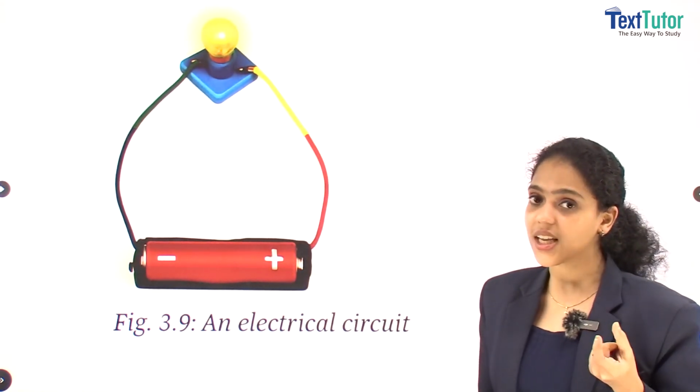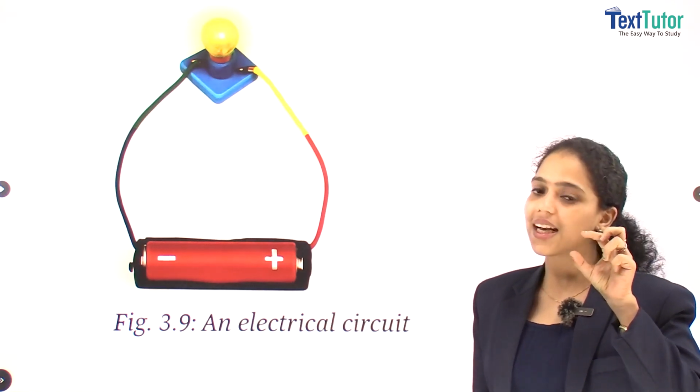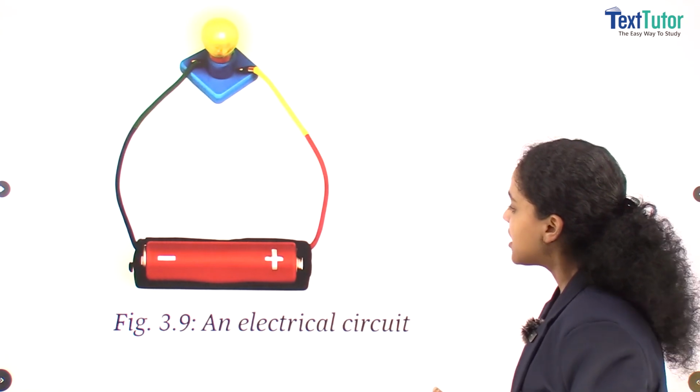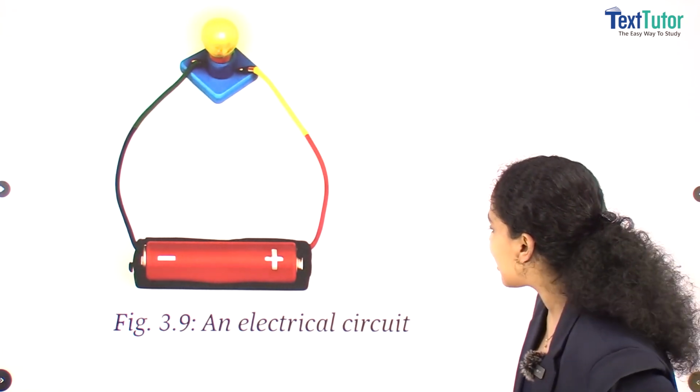The incandescent lamp glows because of the thin metal wire in the center of the electric bulb, which is called a filament. So here is a picture of an electric circuit.